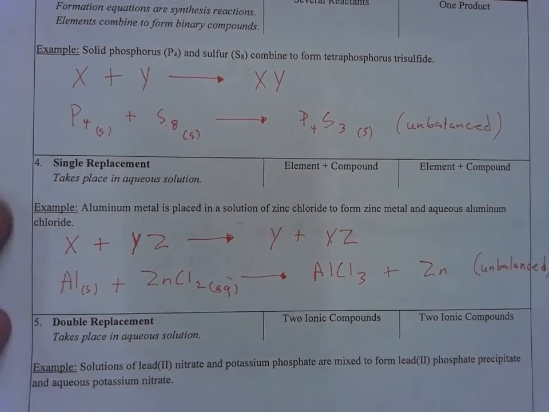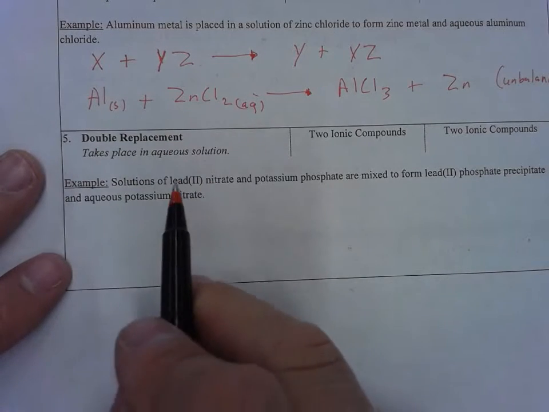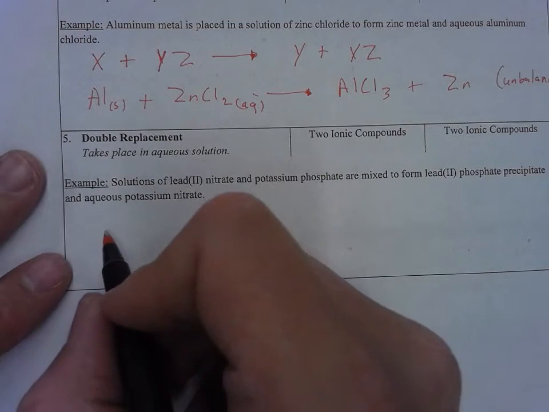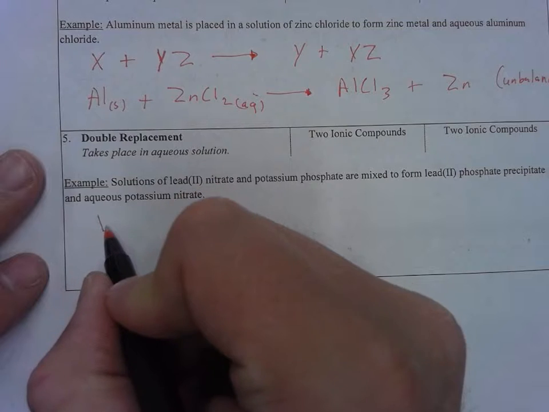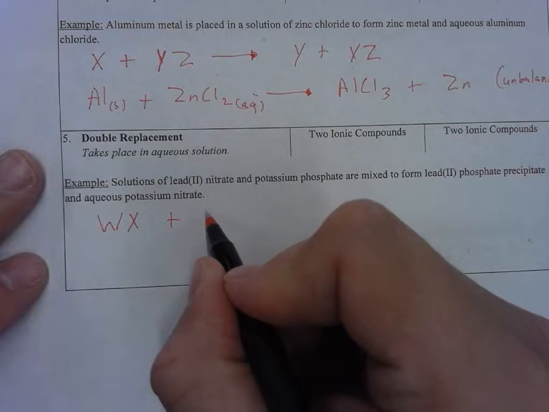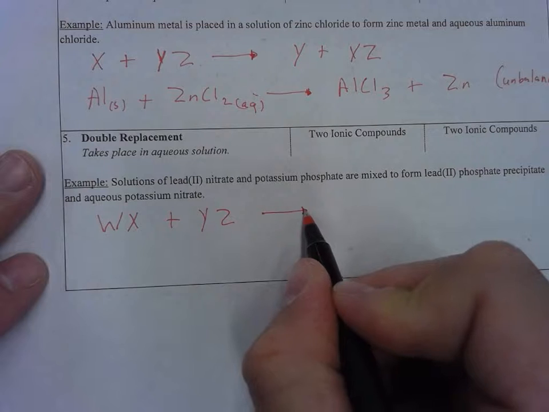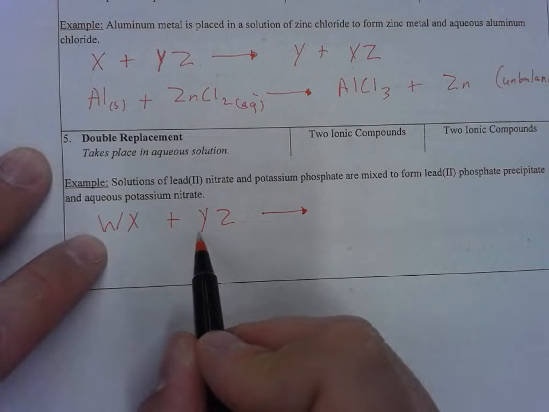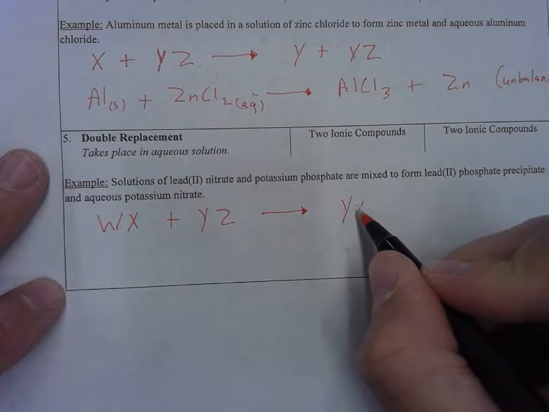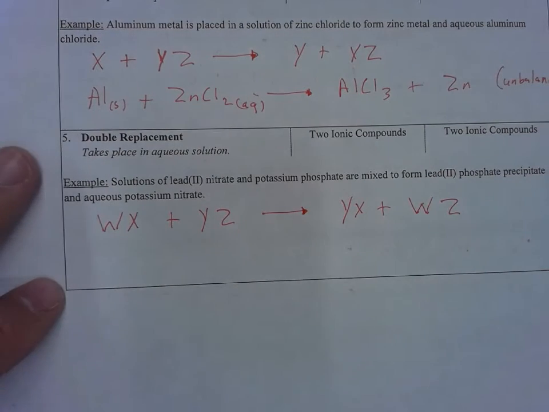Your last is a double replacement reaction. Very similar to a single replacement reaction in that it also takes place in aqueous solution. Here's the difference. You're going to have two compounds in a double replacement. So you go WX plus YZ. In a double replacement reaction, what happens is W and Y will switch places. So you end up with YX plus WZ. That's a double replacement reaction.